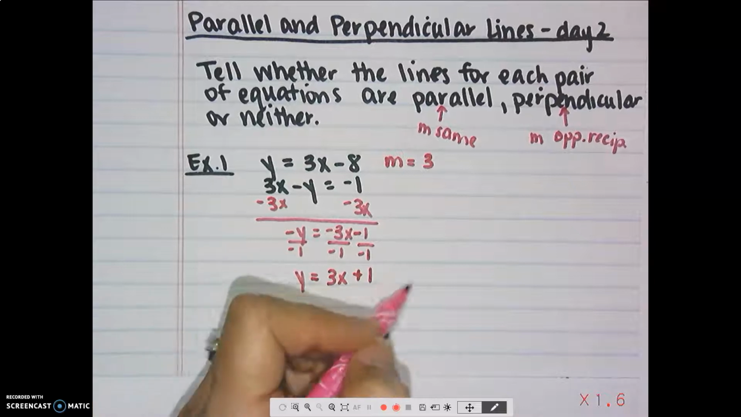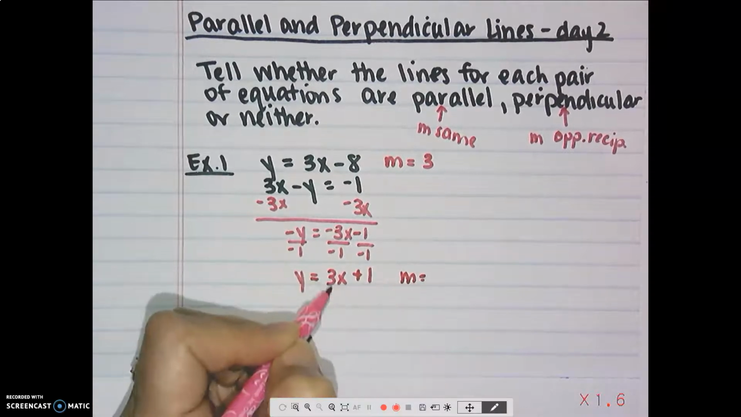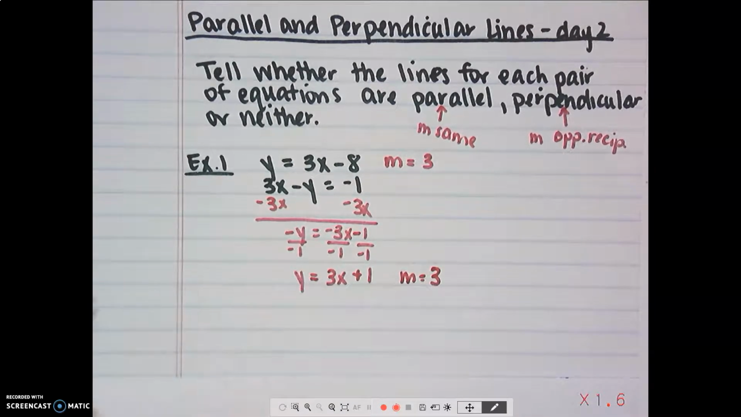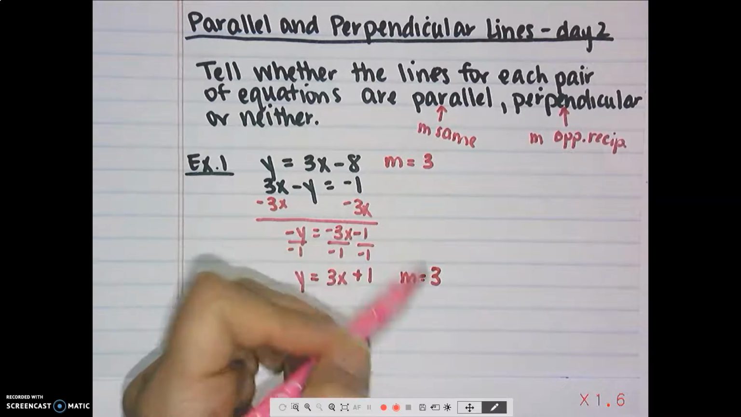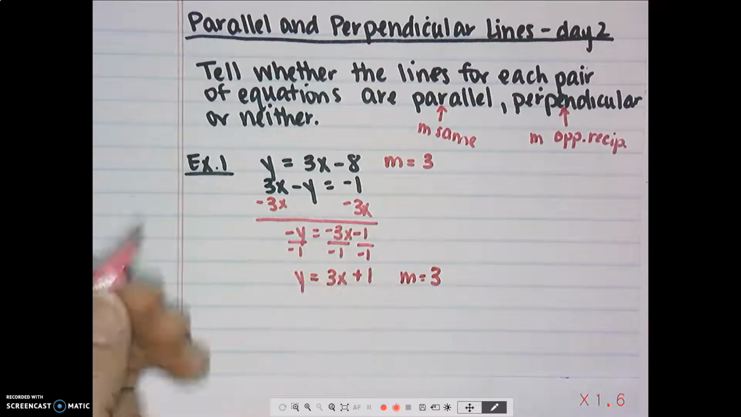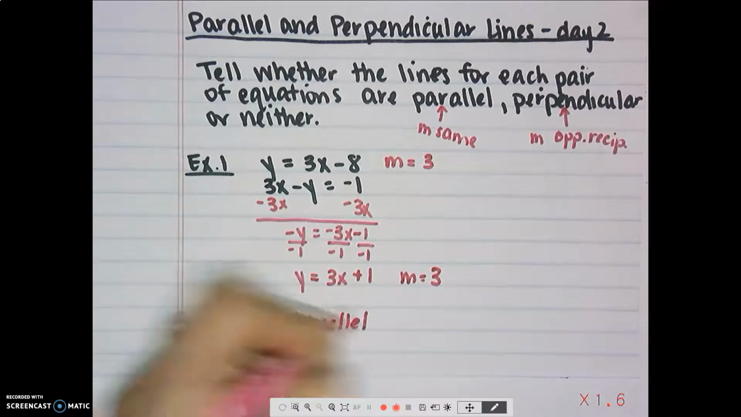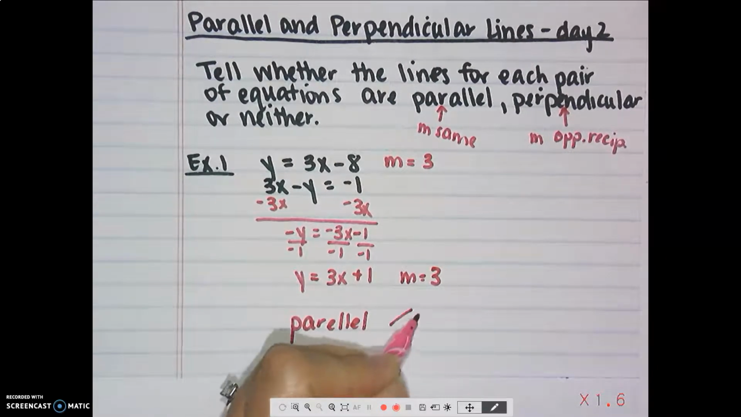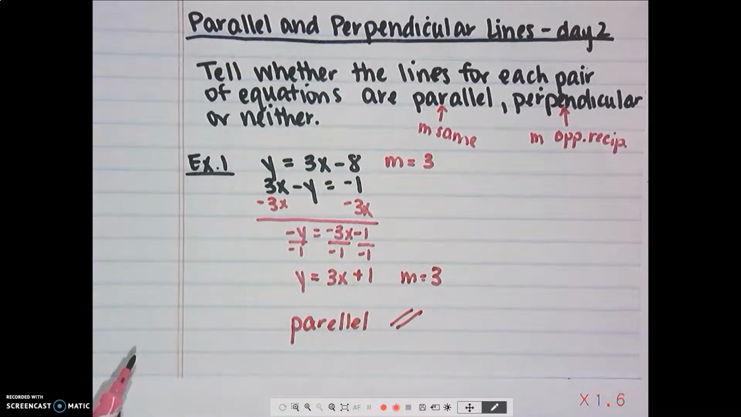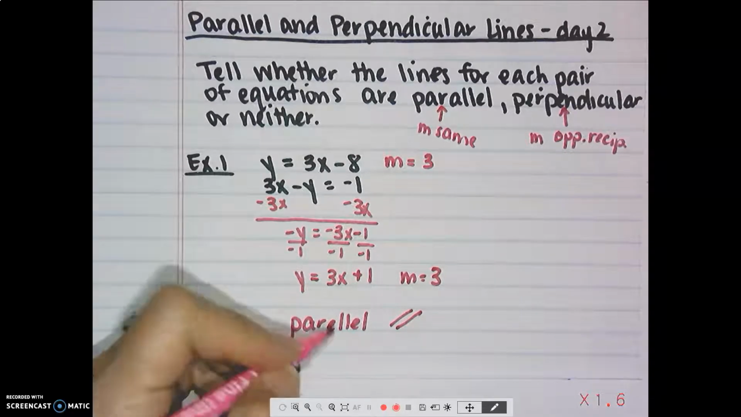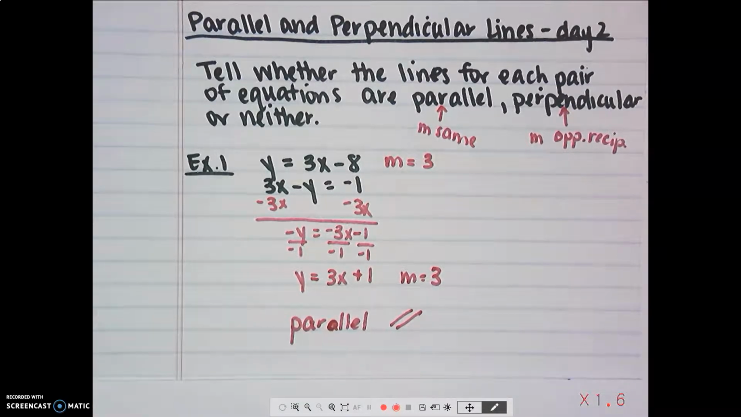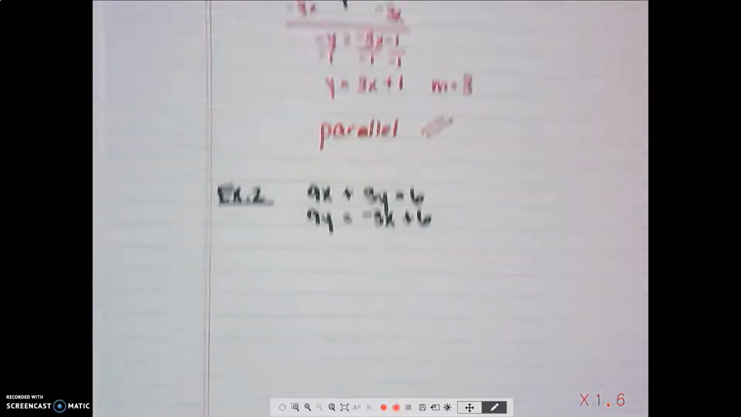So now that we're here, we can figure out that our slope for this one is 3. Looking at the slopes of both of those lines, they are the same. So these lines are parallel. The symbol for parallel is two lines that are at a slant that are parallel to each other. So you could use either one. Okay? And all right, so those two lines are parallel.